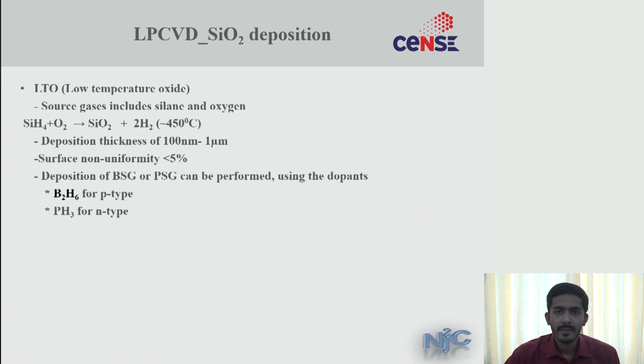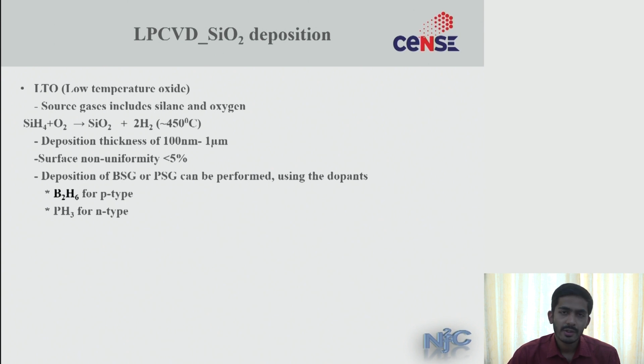Next, coming to LPCVD SiO2 deposition, which is generally called low temperature LTO oxide. This oxide is generally done at a temperature of 450 degrees Celsius with a reaction between silane and oxygen. This SiO2 can be up to 1 micron, starting from a lowest thickness of 100 nanometers, and the surface non-uniformity across the wafer can be less than 5%.